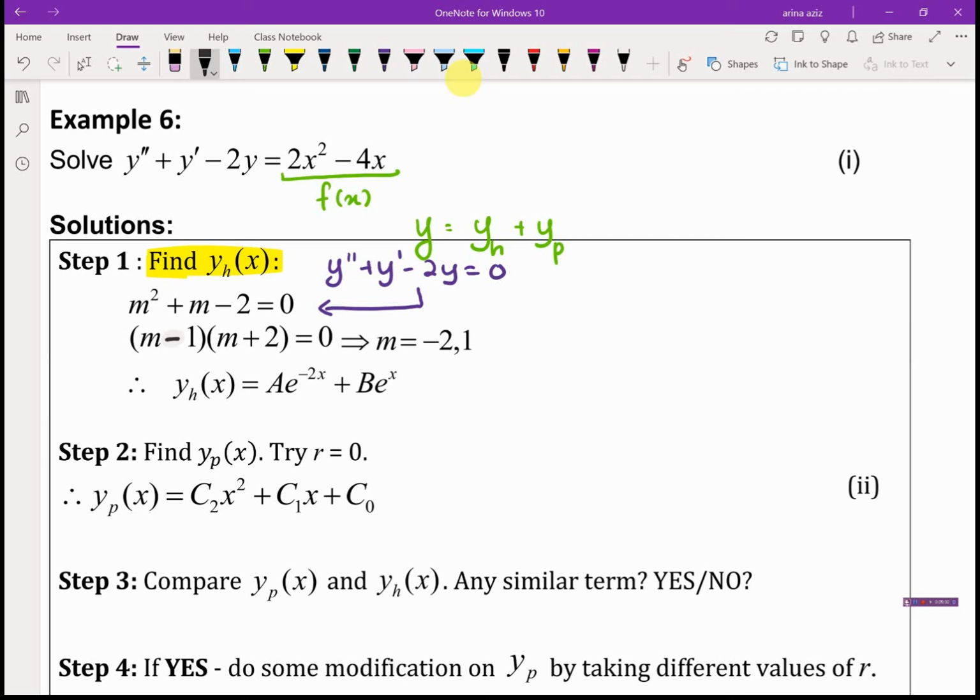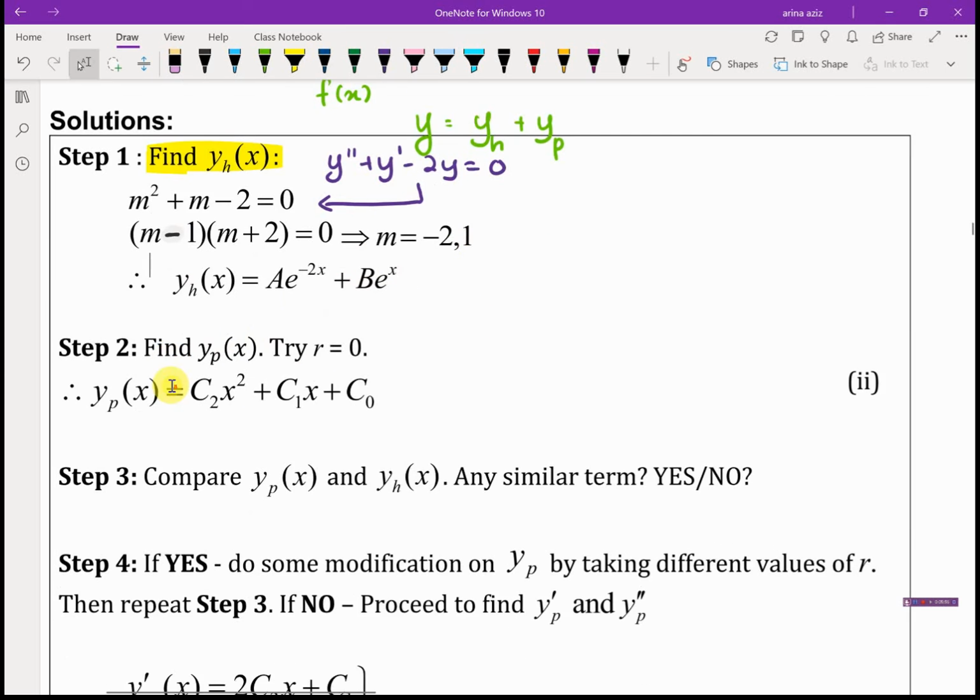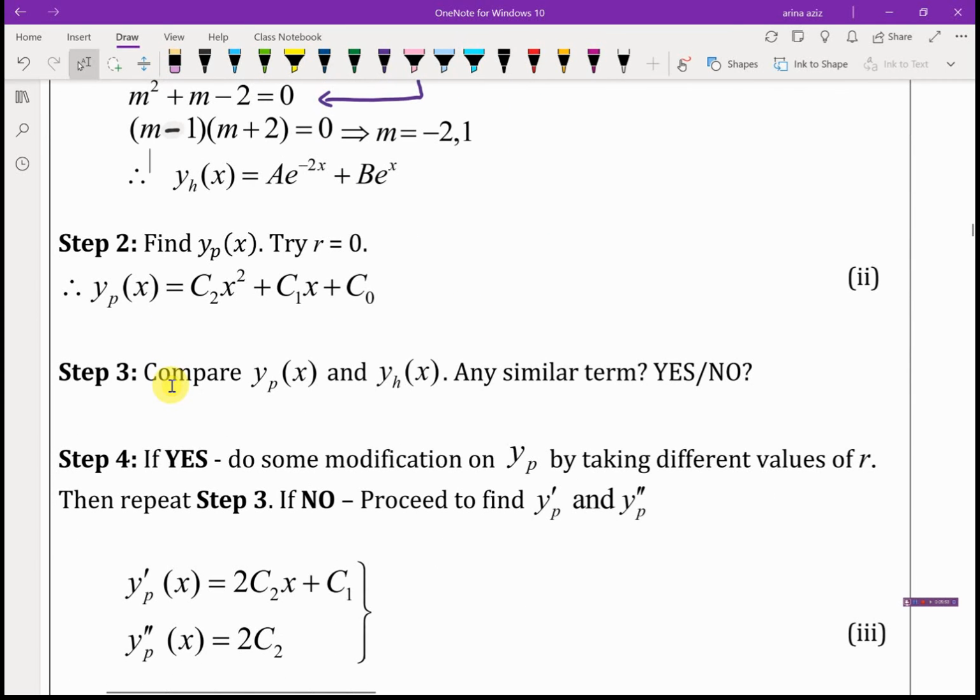So we have here m minus 1, m plus 2. That will give us two distinct roots: negative 2 and 1. Since the roots are distinct, we know that the equation that we should use is this one: YH equal to A e to the negative 2x plus B e to the x. We have two different roots like this. Now, that's done on one part. We have to continue with the second part, which is to find what YP is.